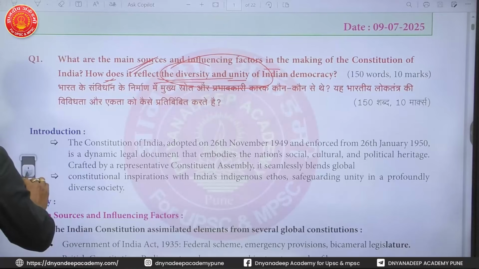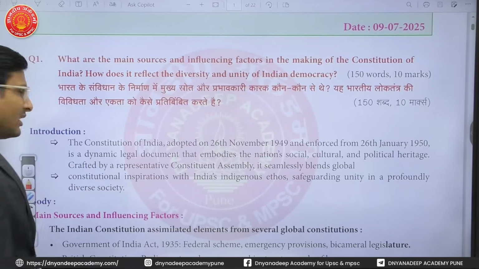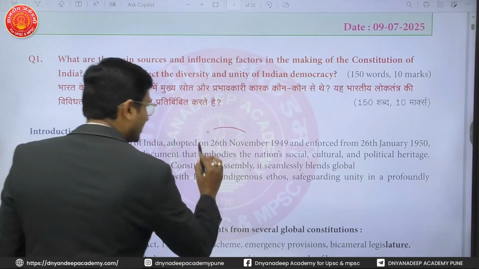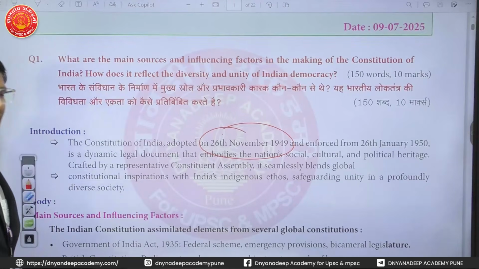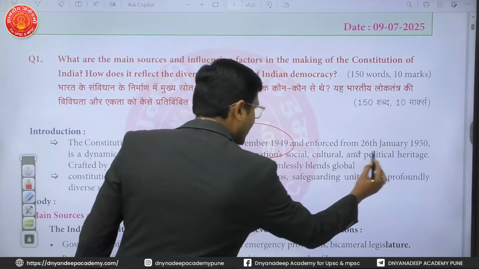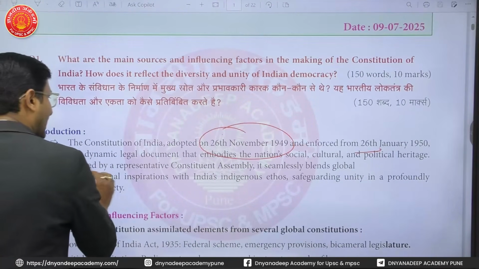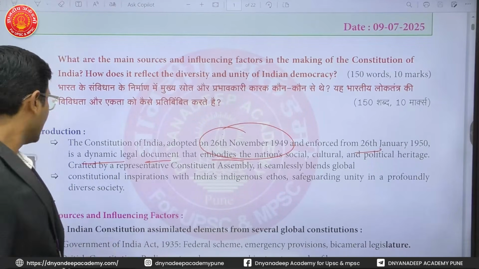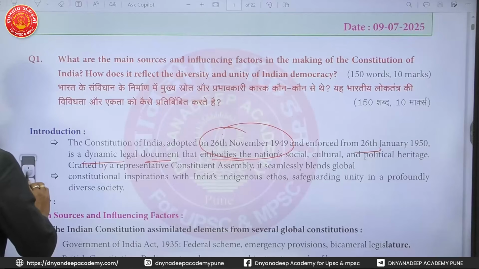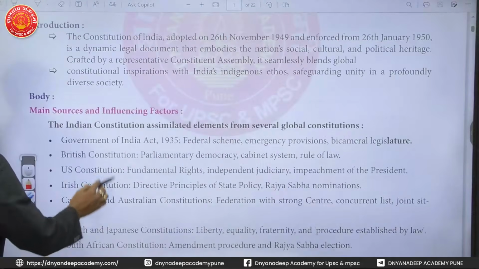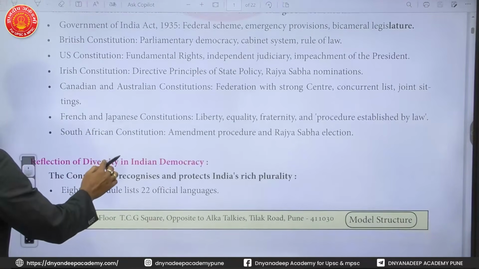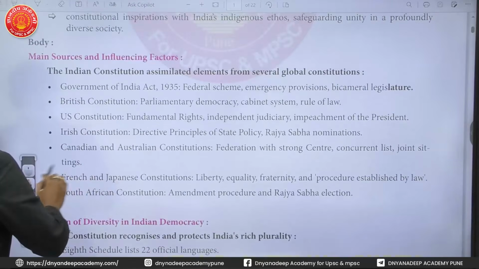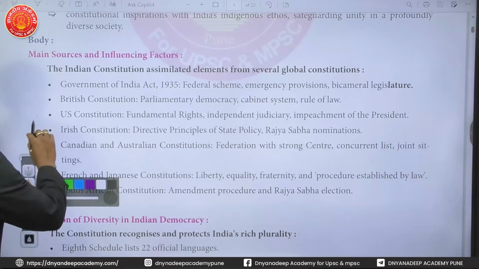Of course, in the introduction you will write some basic things about the Indian Constitution, like it was adopted on 26 November 1949, enforced on 26 January 1950, and it is a dynamic legal document that embodies national, social, cultural and political heritage. So here the main question is, what are the different sources which influence the Indian Constitution?